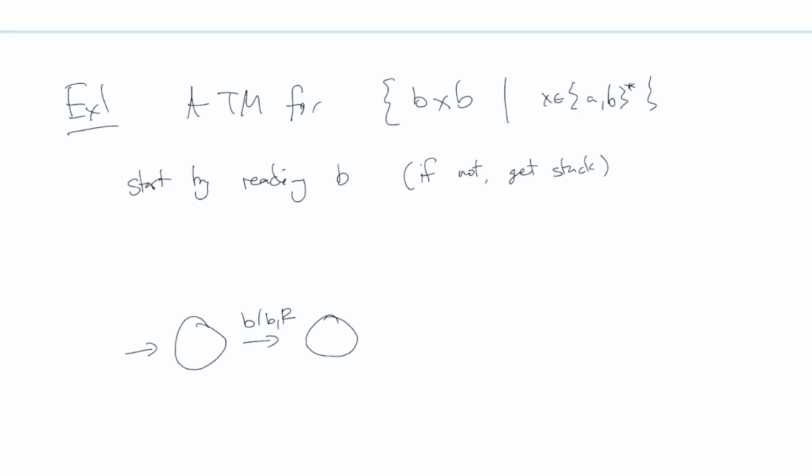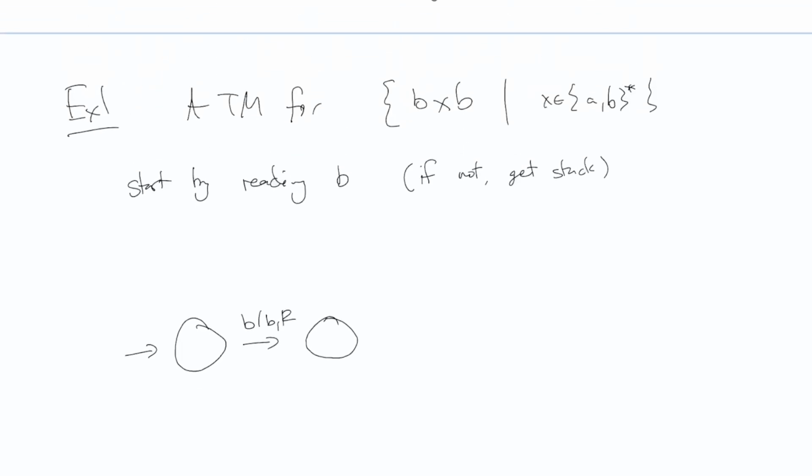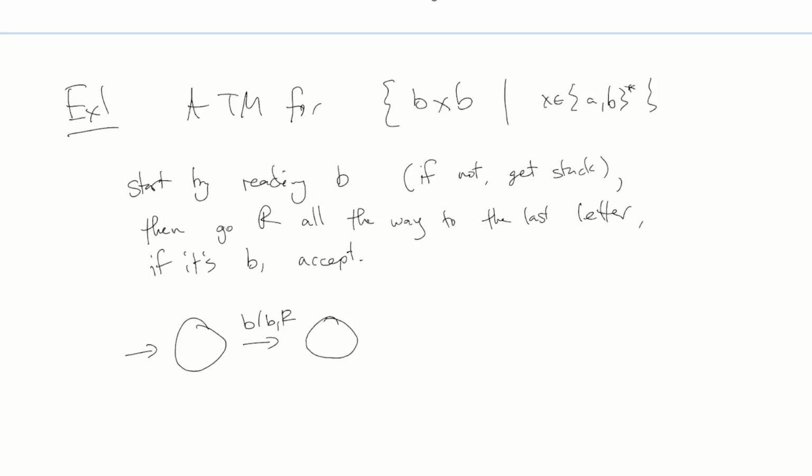Now, what about the B at the end? This is a little bit more tricky to handle. The basic idea is you want to go all the way to the end, and then if you see a B as the last letter, then that should be accepted, and if it's an A as the last letter, it should be rejected. So in words, what I'm doing here is: start by reading a B, and if not, you get stuck. Then go to the right all the way to the last letter. And then if it's B, accept. So we need to move the head all the way to the right until you see the last letter.